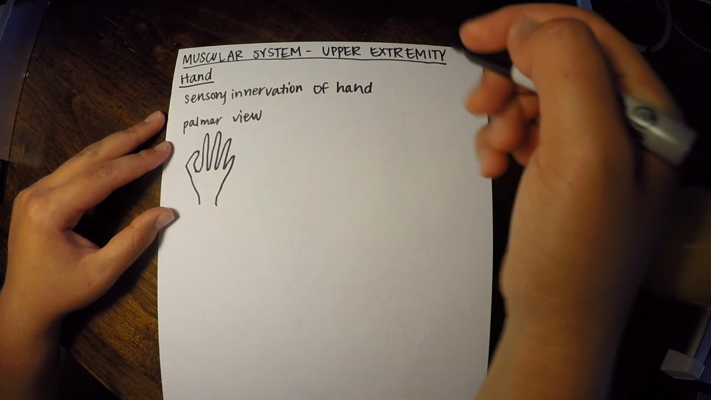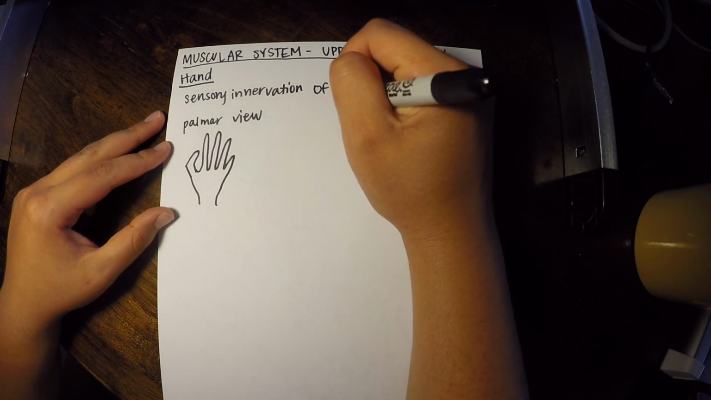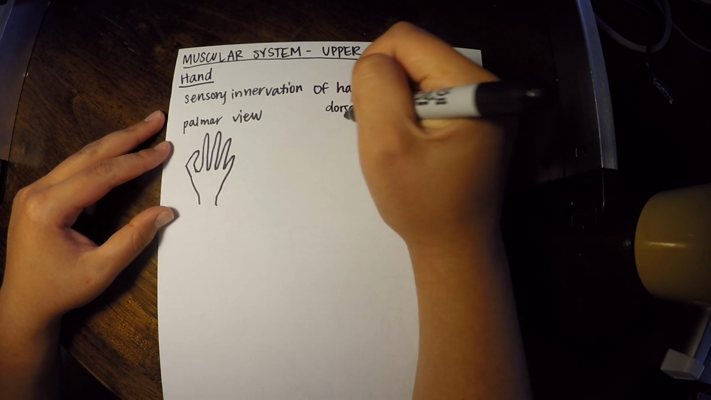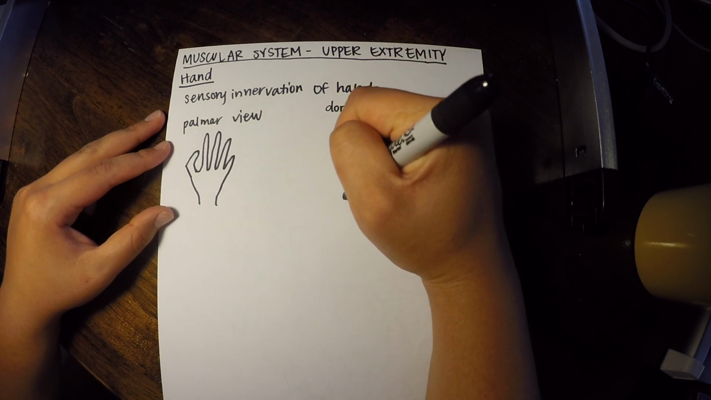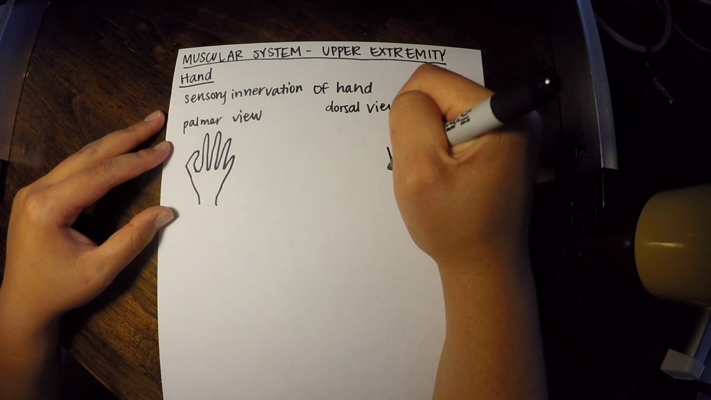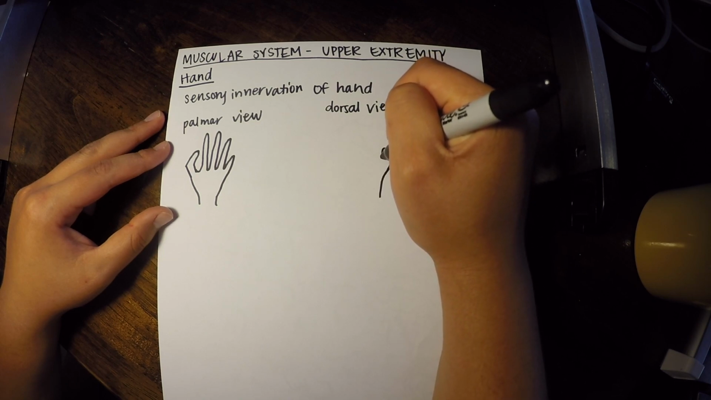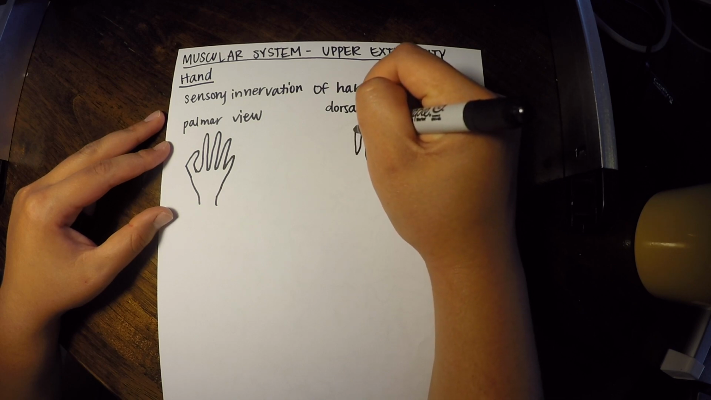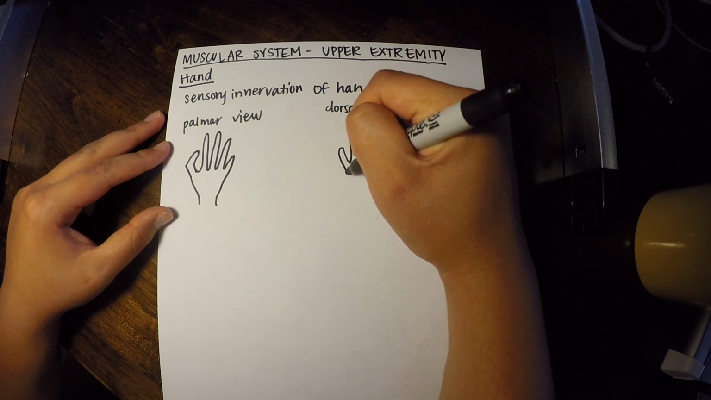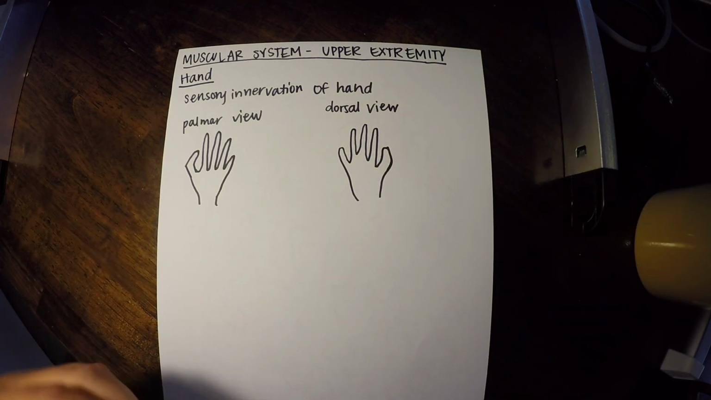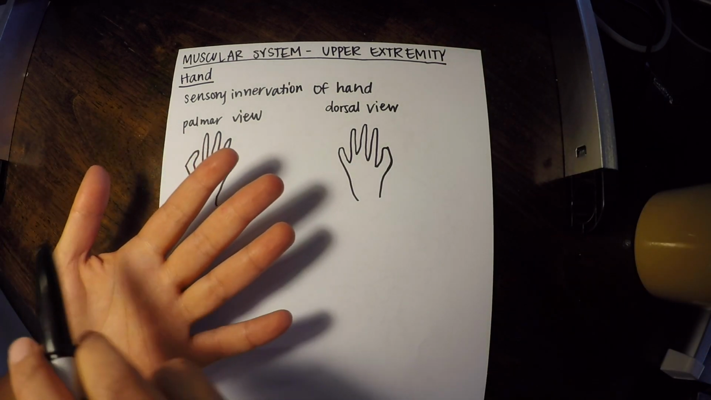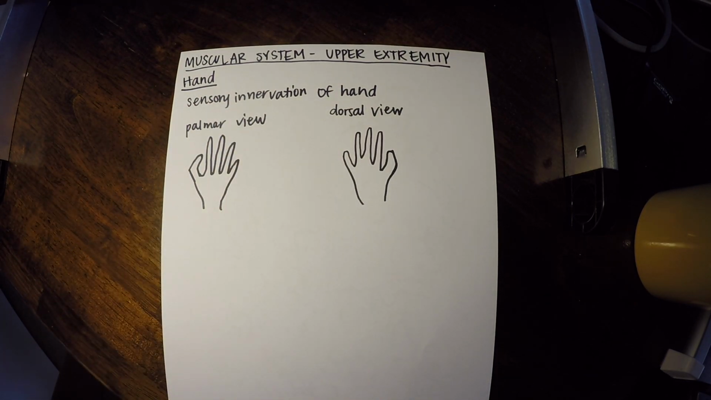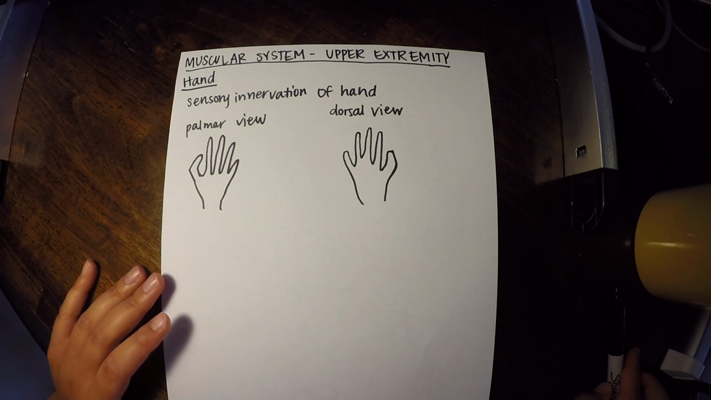Alright, and then I'm also going to draw a dorsal view. Alrighty. So remember, palmar view is an anatomical position. We're looking at the palm. Dorsal view is we're looking at the back of the hand. So we have a few different nerves.